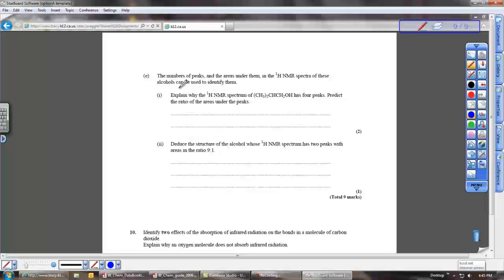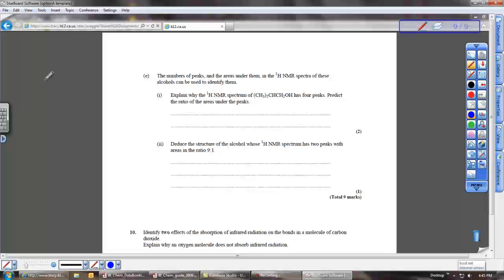Little sample problem. It says the numbers of peaks and the areas under them, that's the size of the peak, in the spectra for these alcohols is used to identify them. Explain why the HNMR spectrum of this compound has 4 peaks. Predict the ratio of the areas under the peaks. That's the height of the column.